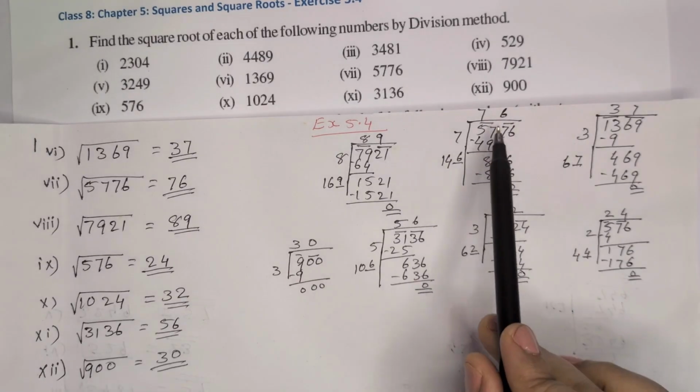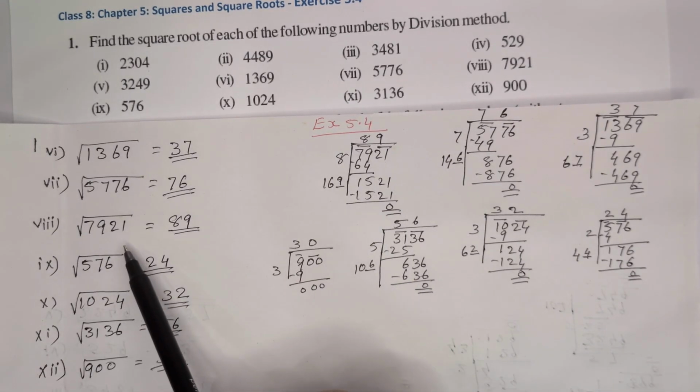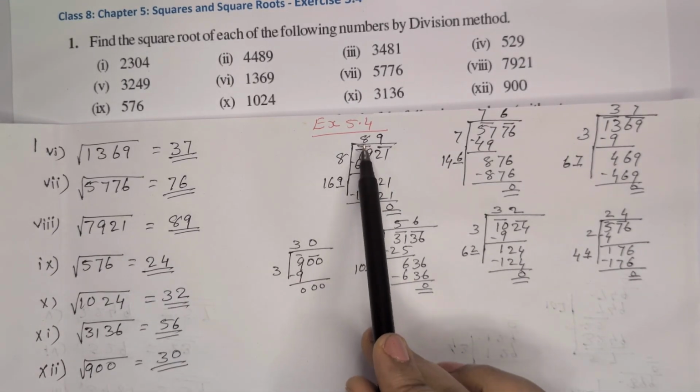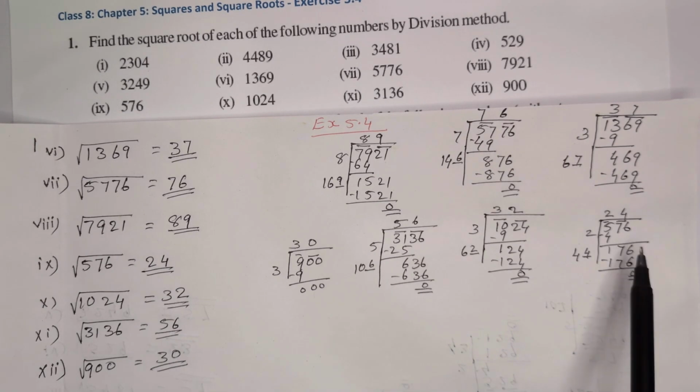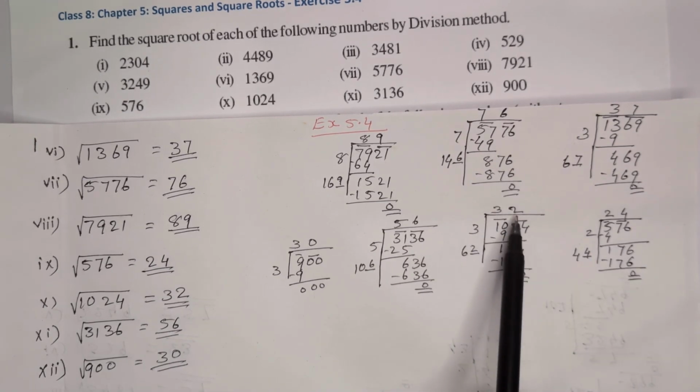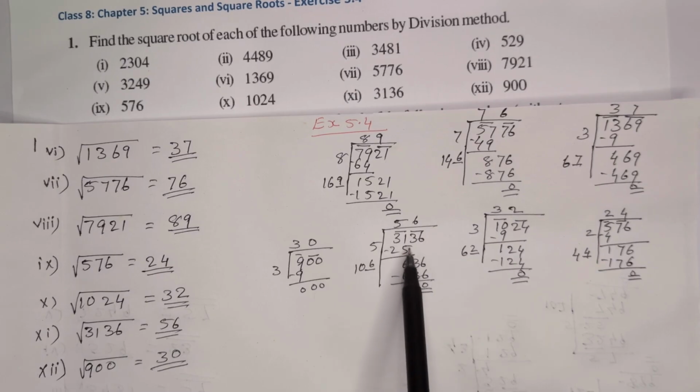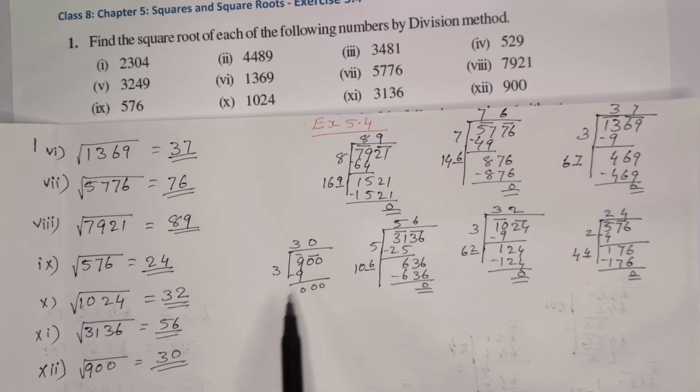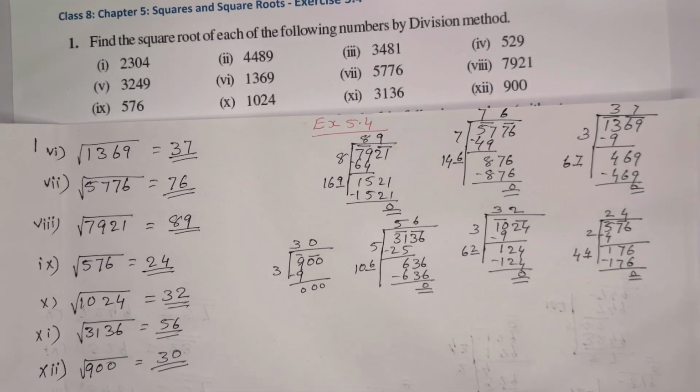Next number 7921, square root is 89. 576 square root is 24. 1024 square root is 32. 3136, that is 56.